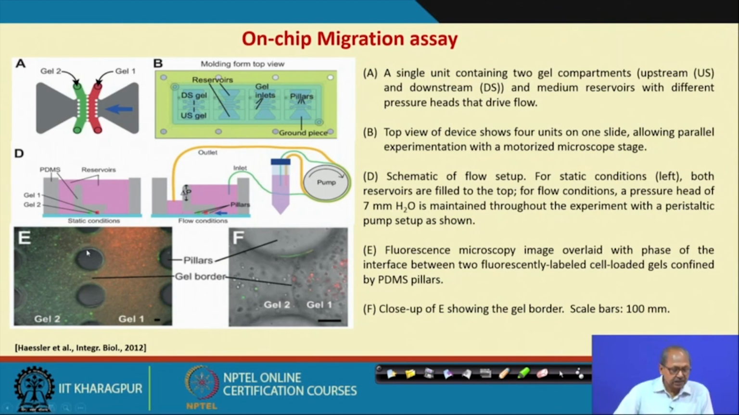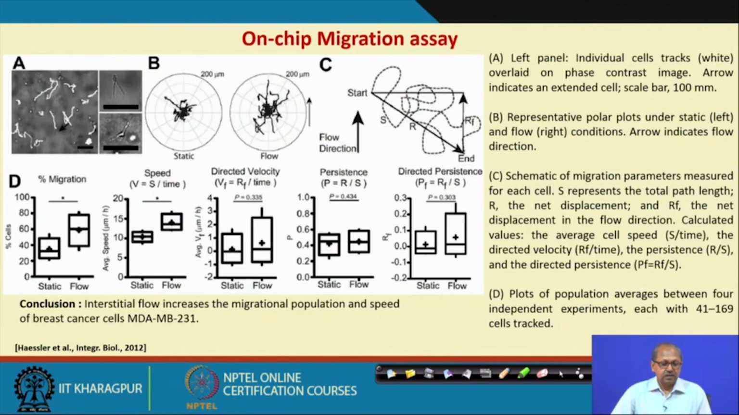Here is a magnified image of that setup. These are the pillars, not channels, and this is the channel, say channel gel 2, and this is gel 1. With respect to interstitial fluid flow, this is upstream and this is downstream. The same setup was used for the static condition, where the fluid in both reservoirs remains at the same height.